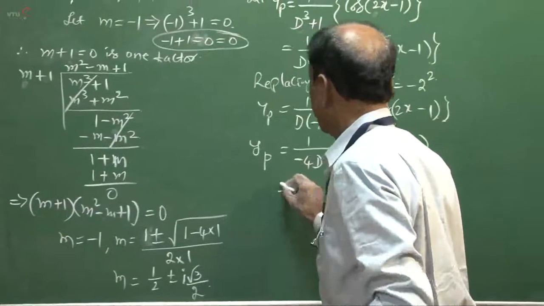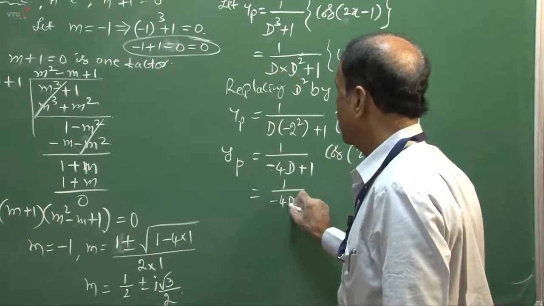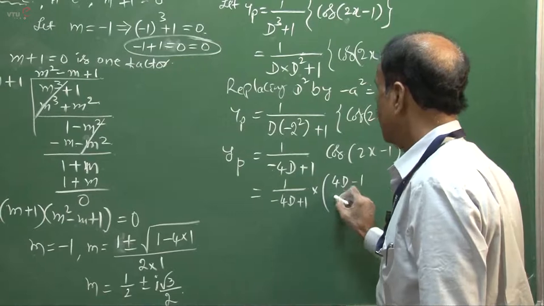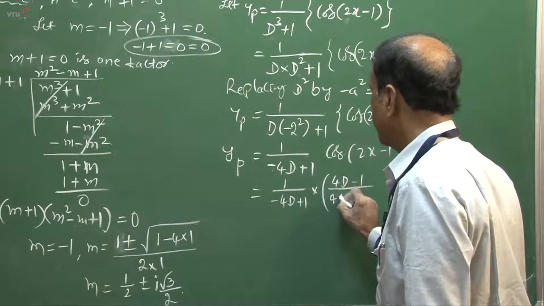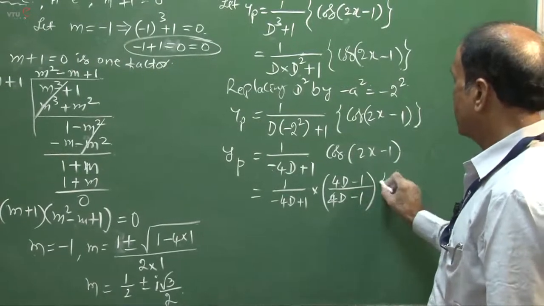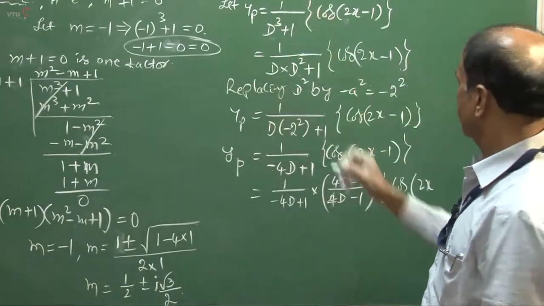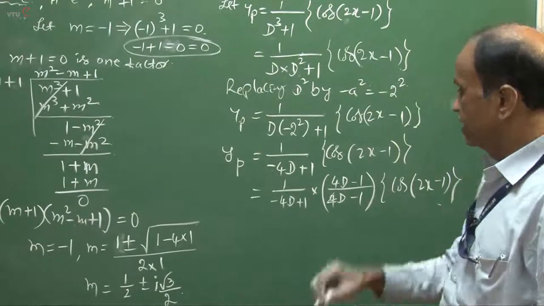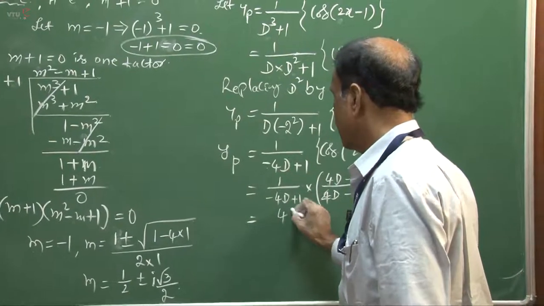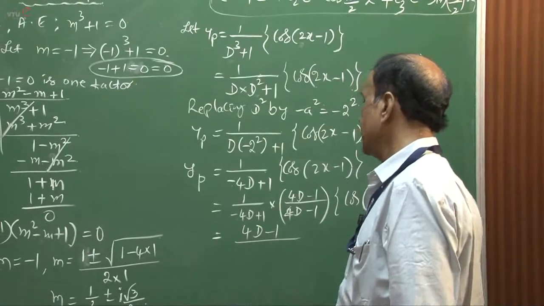Let us try in that way. That is 1 divided by minus 4d plus 1. In the opposite form, that is 4d minus 1 in the denominator. Multiply and divide by 4d minus 1, operating on cos of 2x minus 1. Then this becomes 4d minus 1 in the numerator as it is, but the denominator is just like a minus b and a plus b.